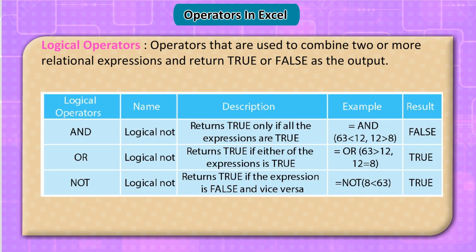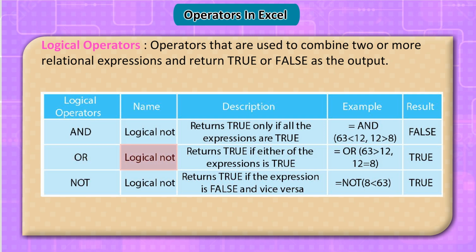Logical operators. Operators that are used to combine two or more relational expressions and return true or false as the output. Logical operators: name, description, example, result. And: returns true only if all the expressions are true. Example: equal to 63 less than 12 and 12 greater than 8. Result: false.